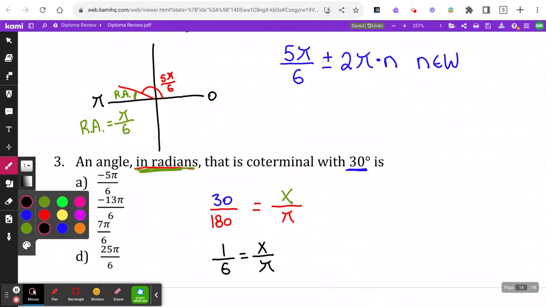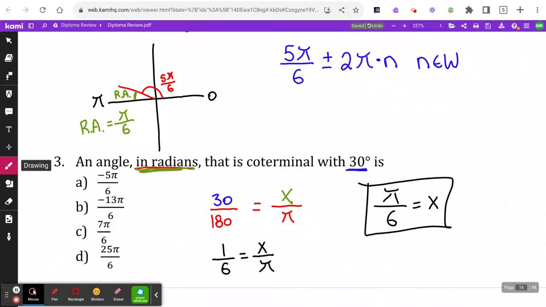Multiply pi to the other side. You get 1 pi over 6 equals 30 degrees. That's my radian measurement. It's not one of the answers. Oh my. So if it's not one of your answers, it's because they've probably done more than one spin, right? 30 degrees is pi over 6.